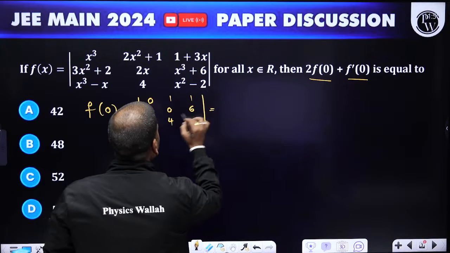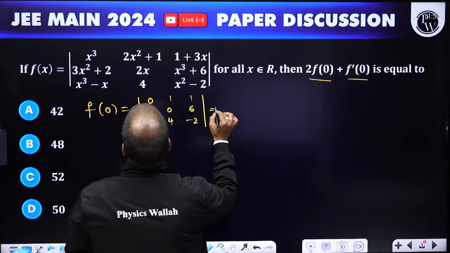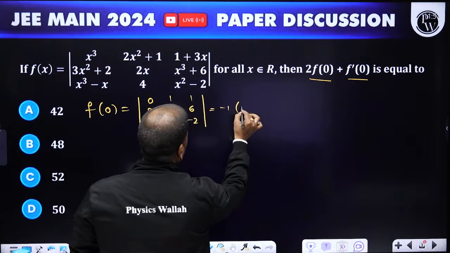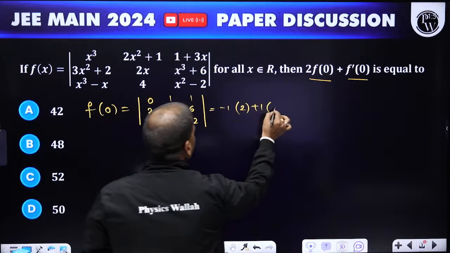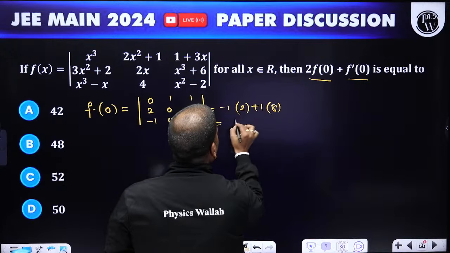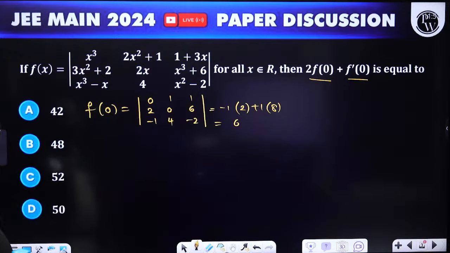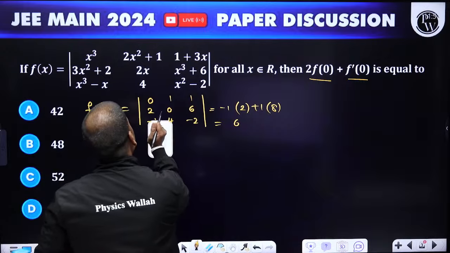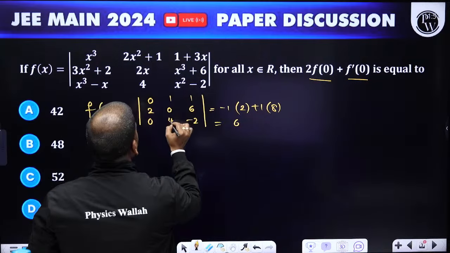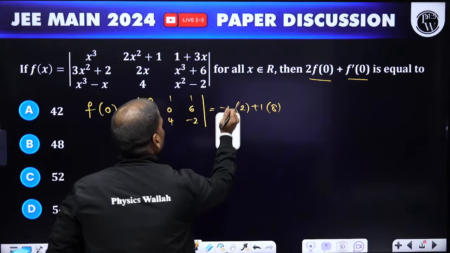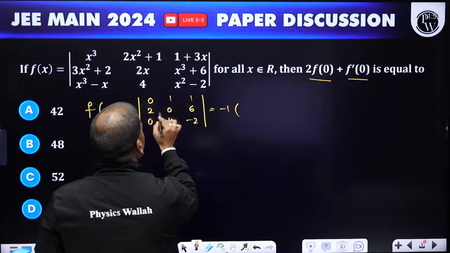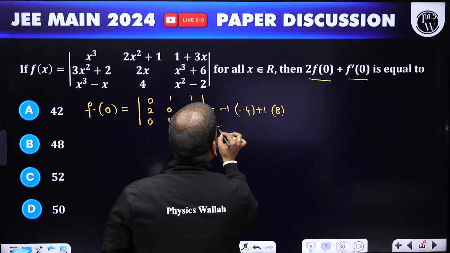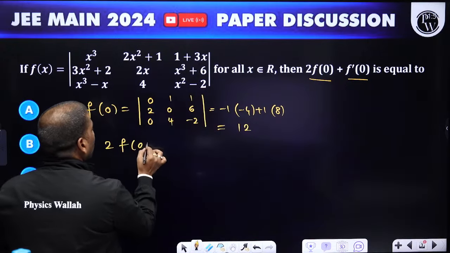So, when we find its determinant, minus 1 times, what do you get? Minus 4. Minus 4 plus 6. So, plus 2. Plus 1, 8. So, what we would get, this is equal to 6. Right? So, that is 2 times f of 0. 0, 2, this is also 0. 1, 0, 4. 1, 6, minus 2. So, then minus 1 times minus 4. Plus 1, what do you get? 8. So, 8 plus 4, 12. 2 times f of 0 is 24.